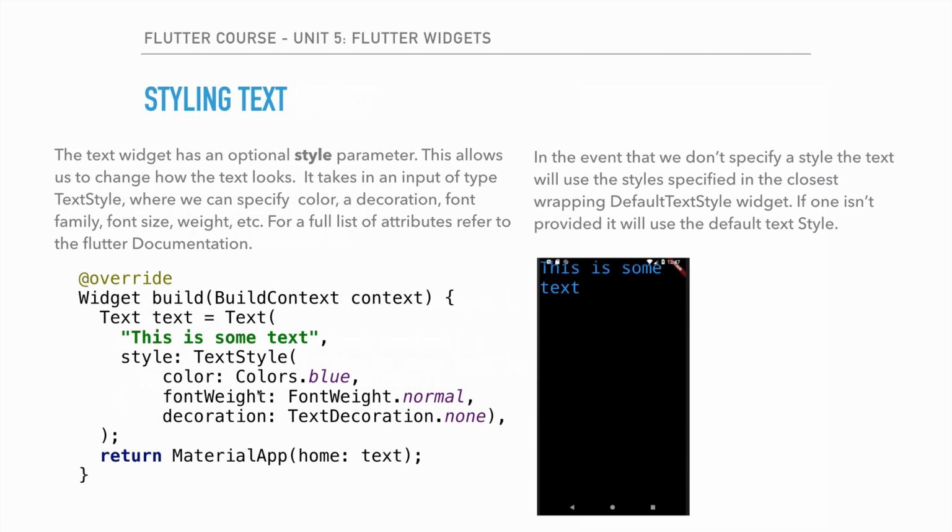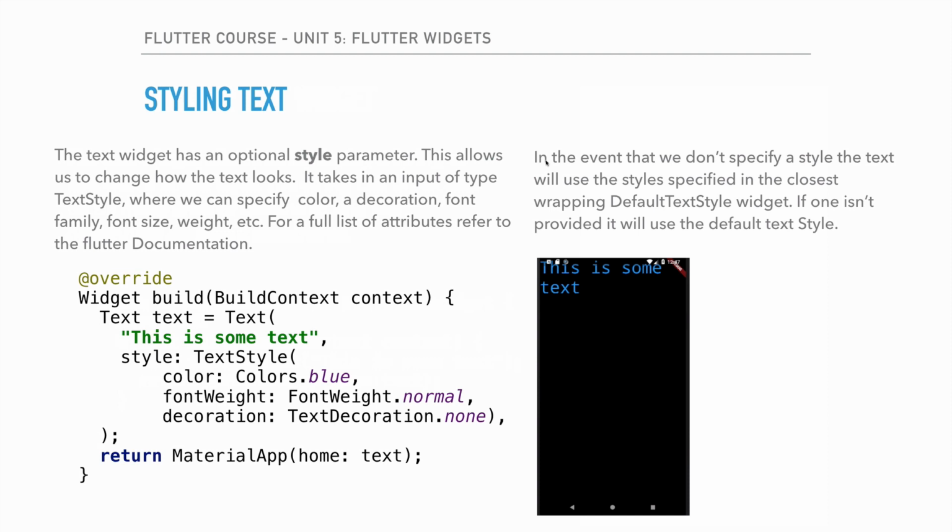And there is a ton of different things that we can do with the text style, but we're just going to have a look at these few basic ones. And I mean, it's all pretty self-explanatory. You can take a look at the Flutter docs in order to actually get a good idea of all the different text styles that we have. And a thing to note is that in the event that we don't specify a style, the text will use the style specified in the closest wrapping default text style widget.